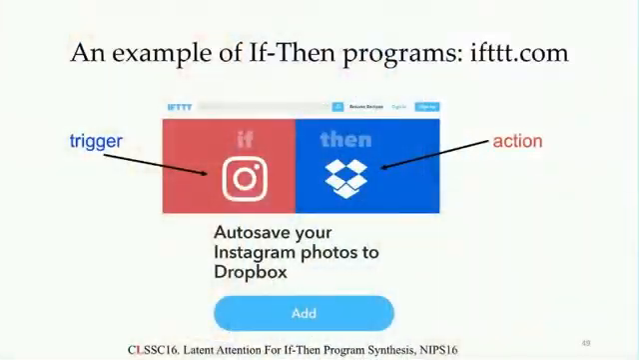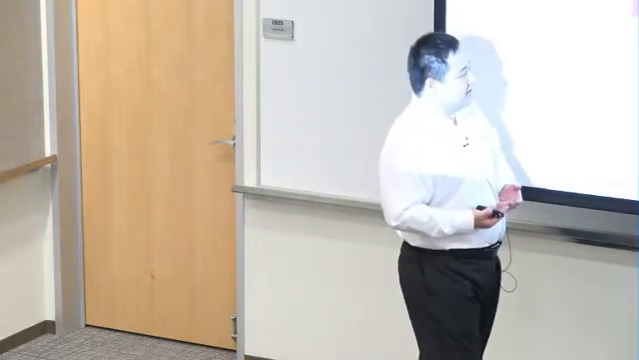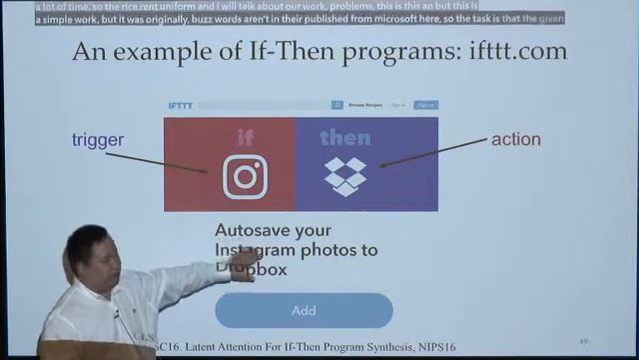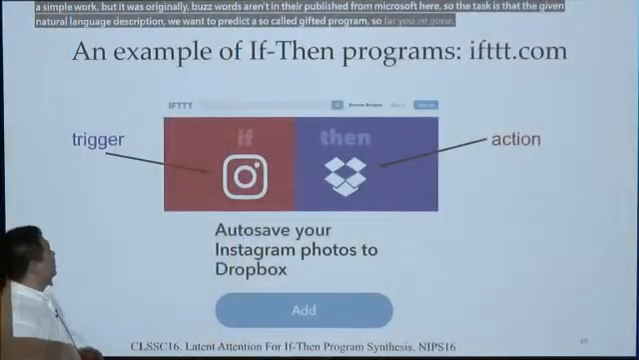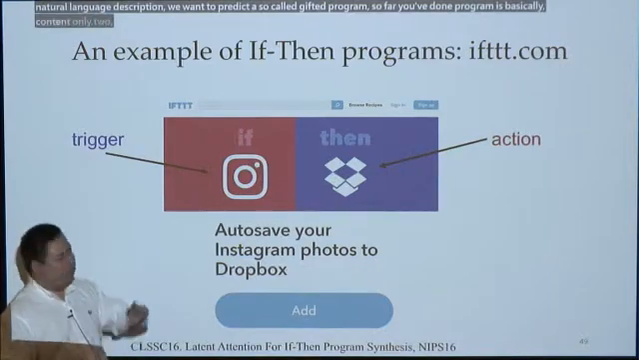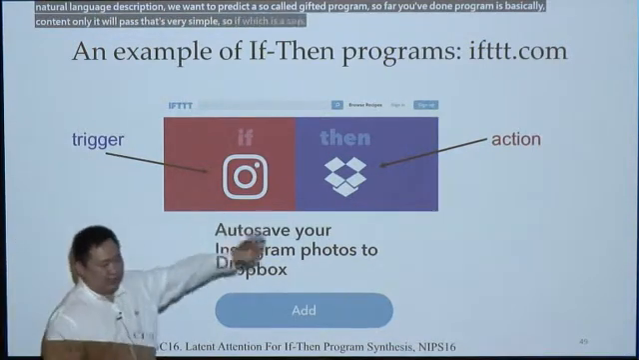Okay, I think I need to move to the next part because I still have a lot of things to talk about, but we don't have a lot of time. So in the following, I will talk about our work on program synthesis, which was originally published from Microsoft. The task is that given a natural language description, we want to predict a so-called if-then program. An if-then program basically contains only two parts: the if, which is called the trigger, and the then, the action. This is the simplest kind of program that you can have.